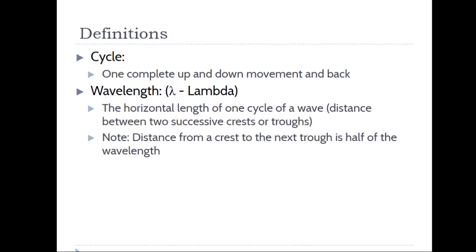So some definitions here. We have a cycle. What is a cycle? It's one complete up and down movement and back. And so sometimes we're going to have to say, well, okay, how long does it take to complete one cycle? Or maybe you're going to be measuring a sound wave and there's 426 cycles per second. A wavelength is normally measured in meters, and it's represented with the Greek letter lambda. And in this example here, the horizontal length of one cycle of a wave, aka the distance between two successive crests or troughs. The distance from a crest to the next trough is only half of the wavelength. So like I said, don't measure from crest to trough. You're going to be measuring either from crest to crest or trough to trough.